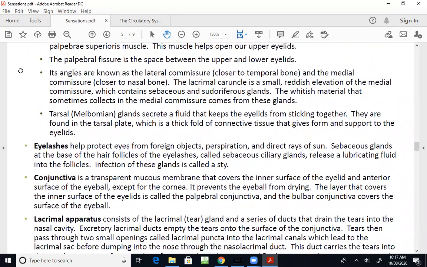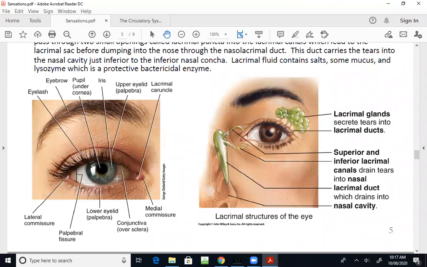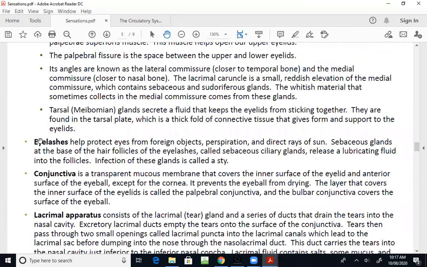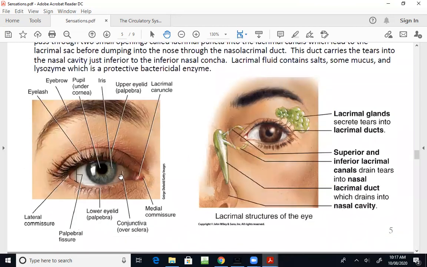The space between your upper and lower eyelids is called a palpebral fissure, labeled down here in this illustration with this little bracket. Okay, the space between the two. The angles are known as the lateral commissure, which is closer to our temporal bone, or kind of closer to our ear side, and then the medial commissure, which is closer to our nose.